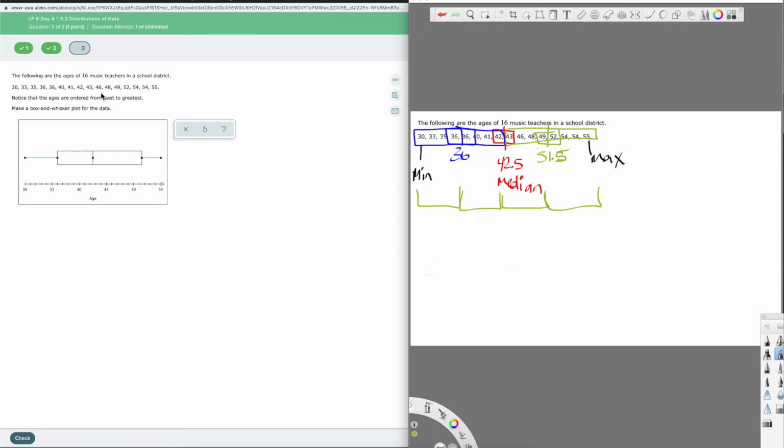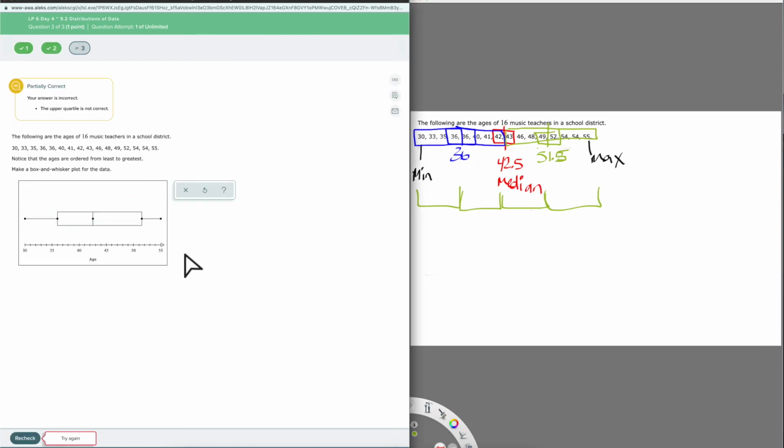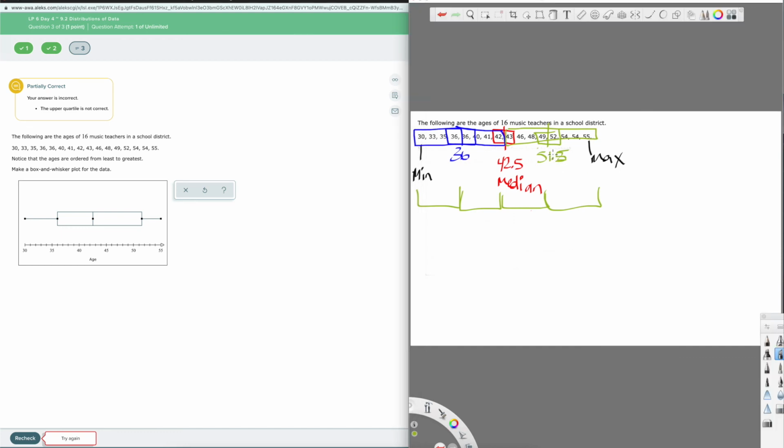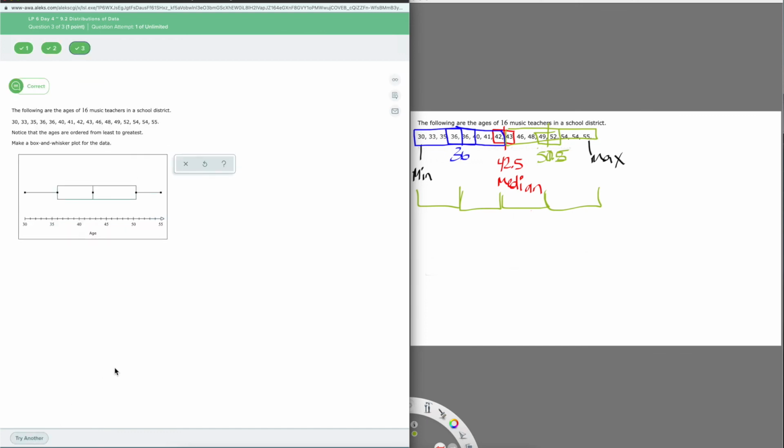All right, so let's go ahead and check. What did I do with the upper quartile? Oops. I think this should be 50. Did I add that wrong? I think so. There we go. I had accidentally added wrong. I added 2.5 instead of 1.5.